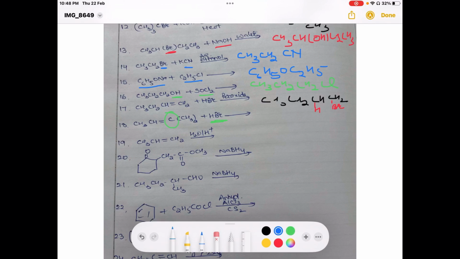Next is the hydrolysis of alkene. In this case, it again follows the Markovnikov rule. So the OH part gets attached to the carbon which has fewer hydrogens.